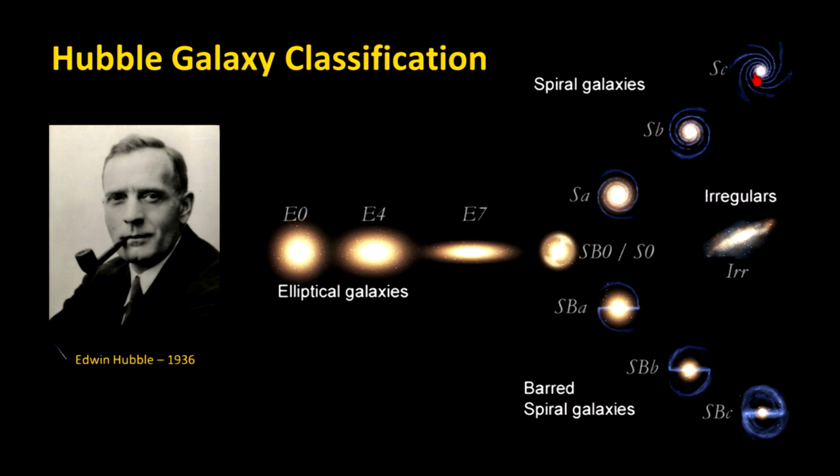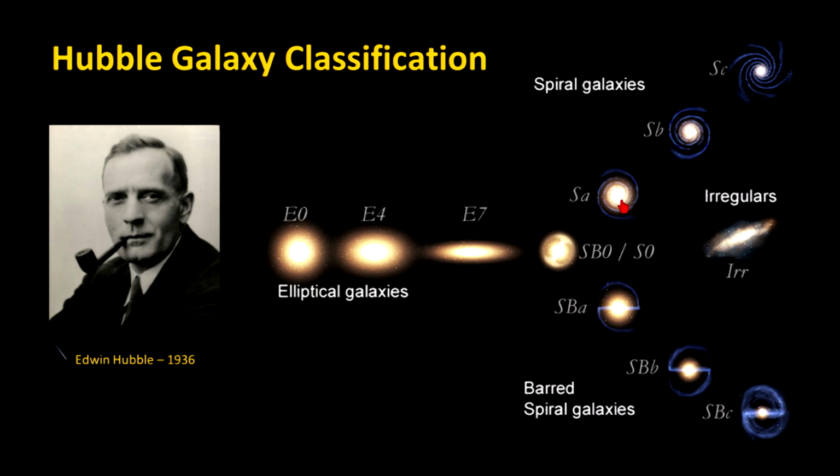So SC has the smallest nucleus and SA has the largest, and you'll notice that the spiral arms are very tightly wound for an SA and very loosely wound for SC. So SA has the largest nucleus and tightest arms, and SC has the smallest nucleus and the loosest winding of its arms.